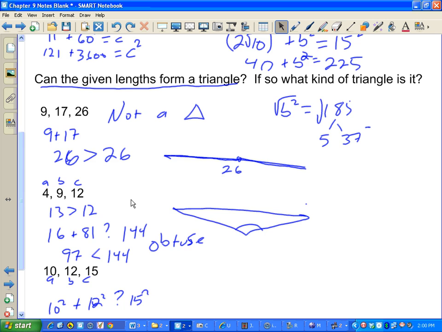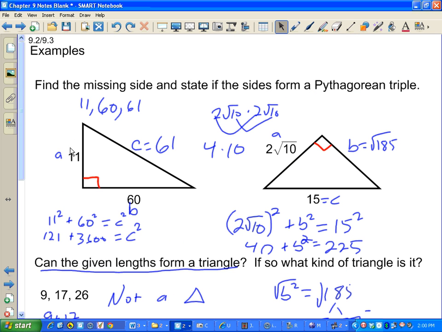Now, I didn't have any right ones here, but if I was given the side lengths 11, 60, and 61, and I plug those in the Pythagorean theorem, this is what I would get. I'd get 121 plus 3,600 equals 3721. So I'd get this side equals that side, which means it would be a right triangle. Okay, so that's using the Pythagorean theorem, and in all the ways that you're going to be expected to know how to use it. You can now complete sections 9.2 and 9.3.